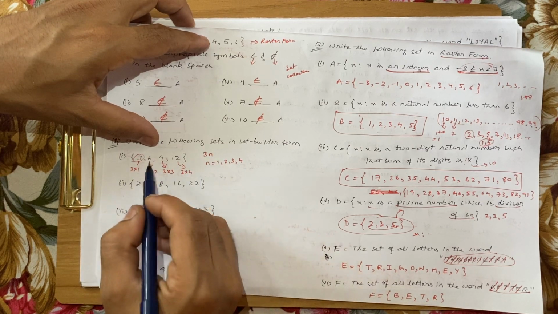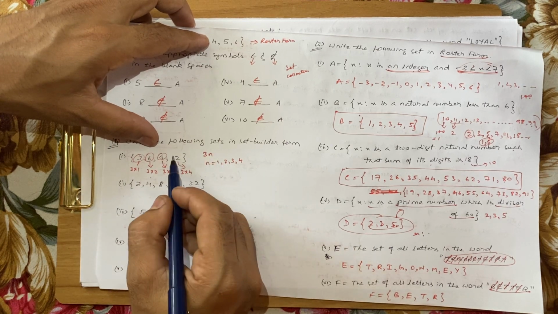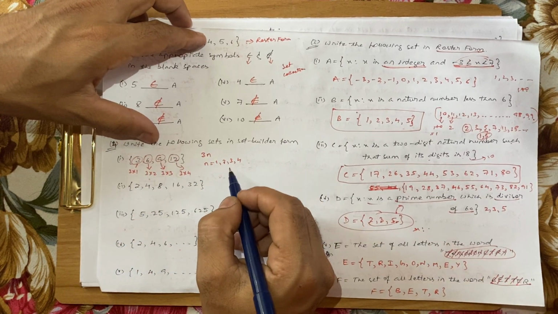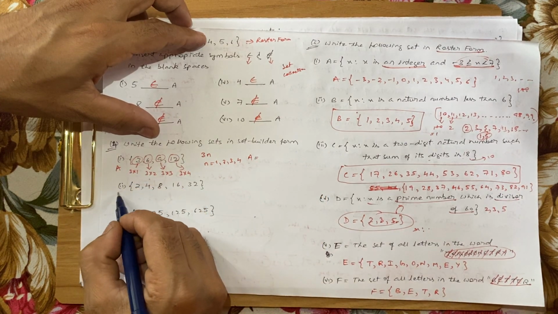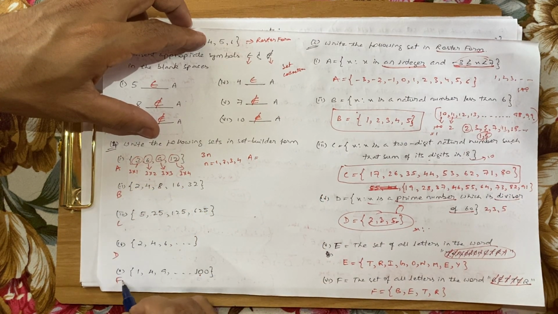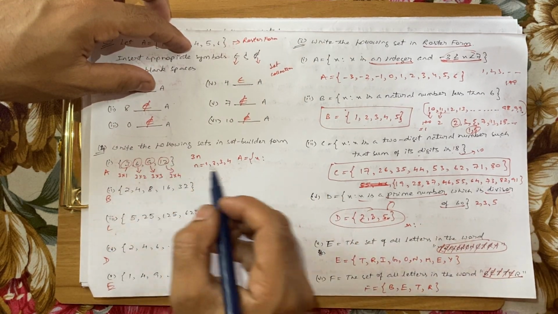When n is 1, then I get this. When n is 2, I get this. When n is 3, I get this. And when n is 4, then I get this. So what can I write in the set builder form? Let's say this is a set A. Okay, let's take it to be A. This is B, this is C, this is D, and this is E. Let's say this way. X, each of the element I have assumed to be X.